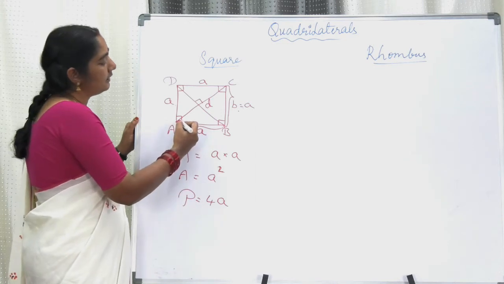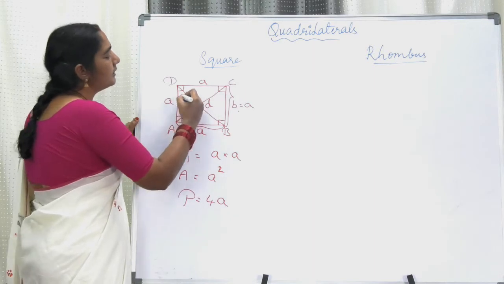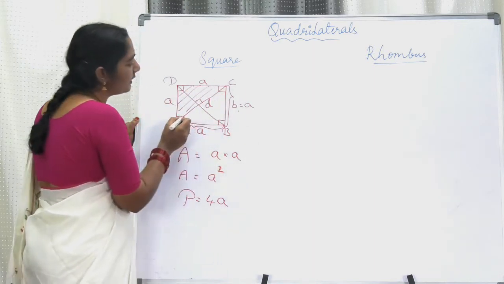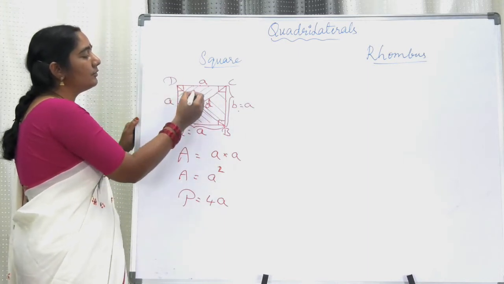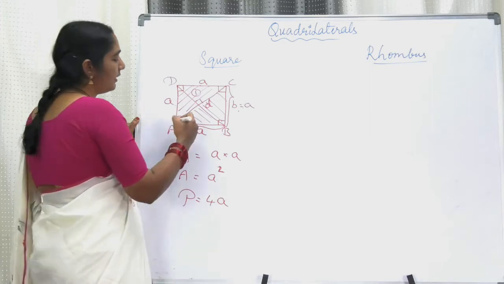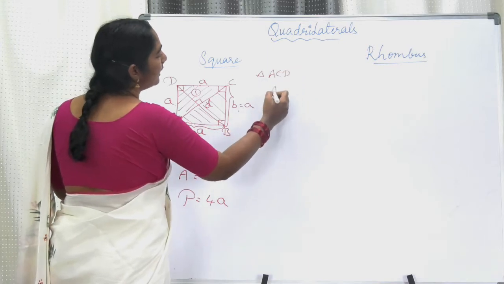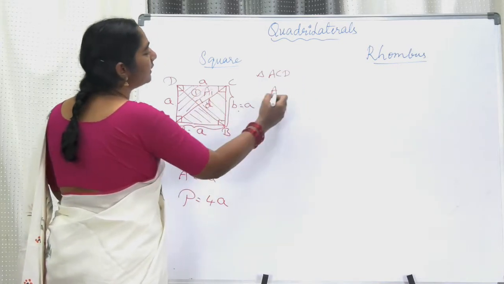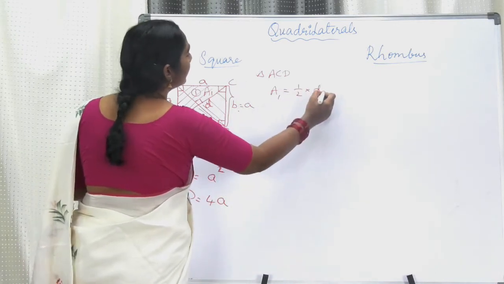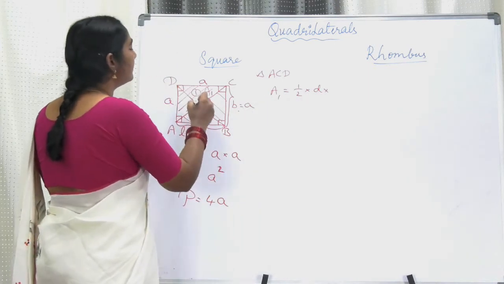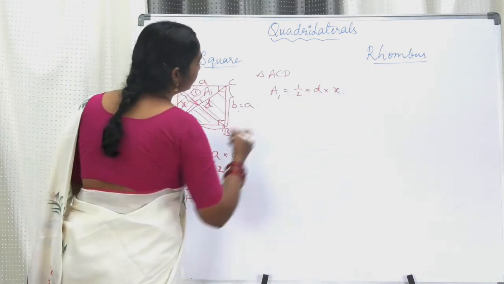See my dear friends, let us take this diagonal. Let us consider this as one triangle. This becomes another triangle. Now when you take the area of the first triangle, the above triangle, that is triangle ACD, the area, let us call it A1, is equal to half into base into height. Here the base is the diagonal and this is the height. Let us take this height as x.